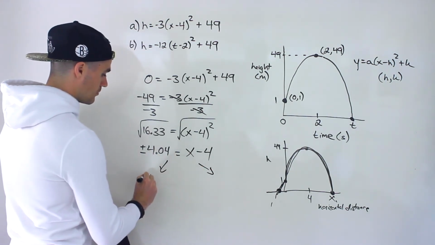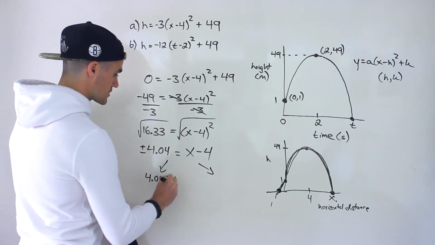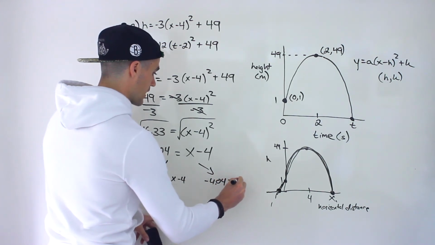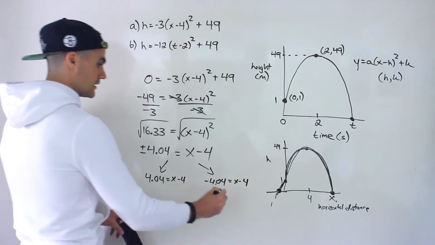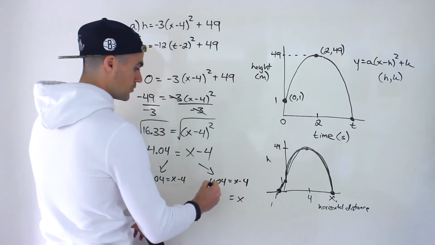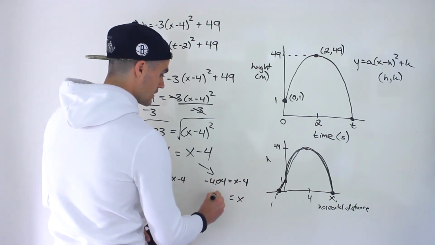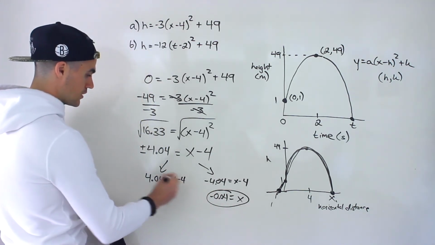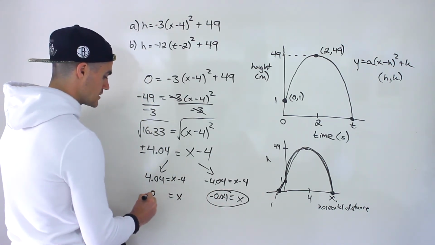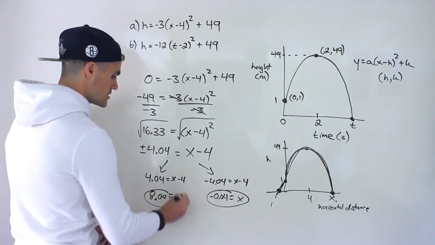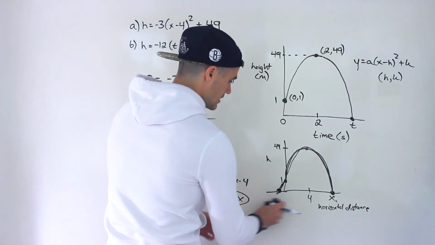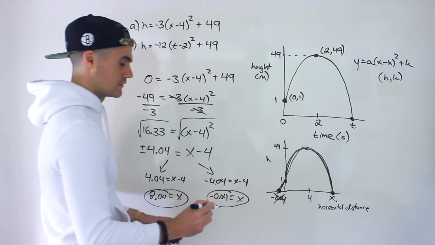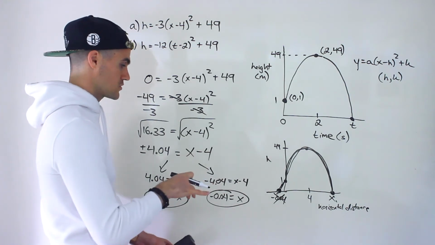So either positive 4.04 equals x minus 4, or negative 4.04 is equal to x minus 4. Bring the negative 4 over, so you have negative 4.04 plus 4, which gives us negative 0.04. That's where the negative value is going to come in. So this here ends up being negative 0.04, but that's not a valid value in the word problem, so we would ignore that.